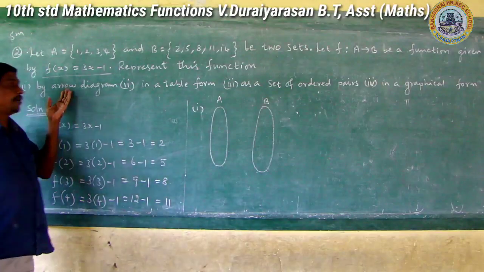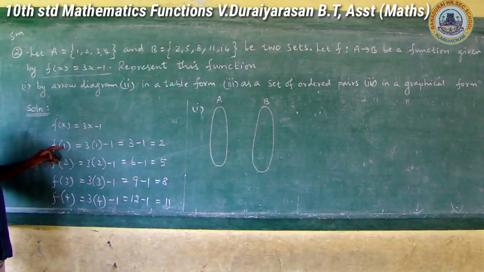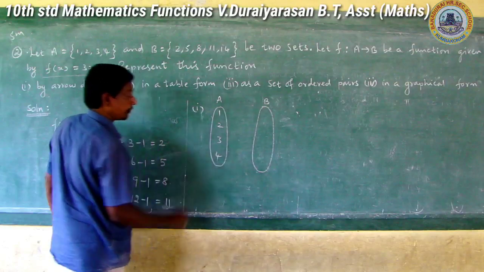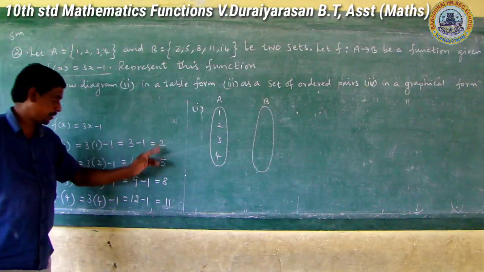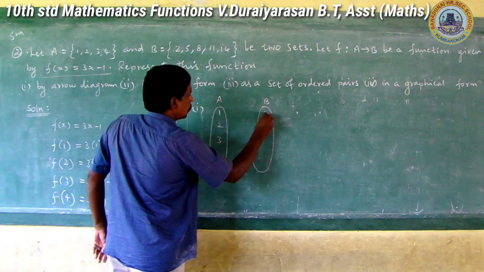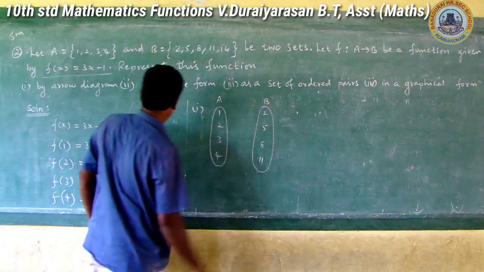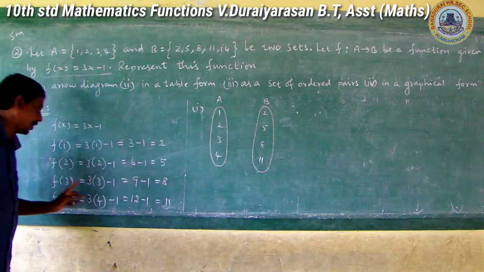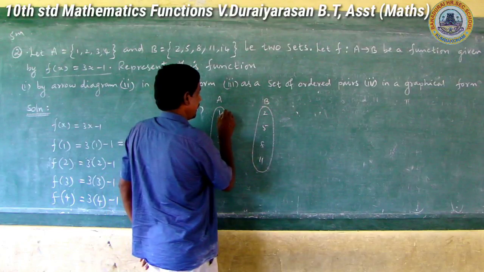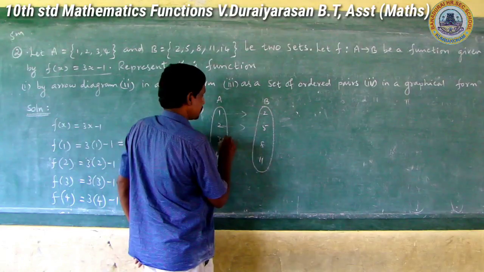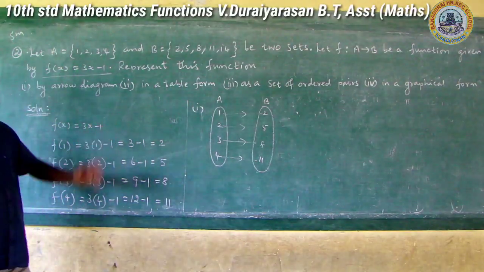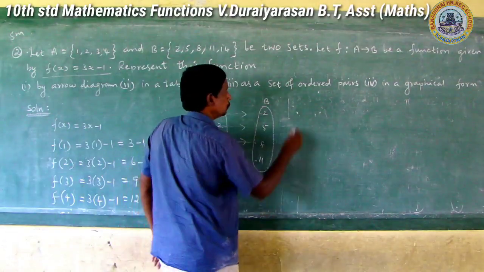First, to draw the arrow diagram. The domain value is 1, 2, 3, 4. What is the range? What is the codomain? 2, 5, 8, 11. The pre-image 1 goes to 2, 2 to 5, 3 to 8, 4 to 11. This is the arrow diagram. 1 mark. This is the arrow diagram.